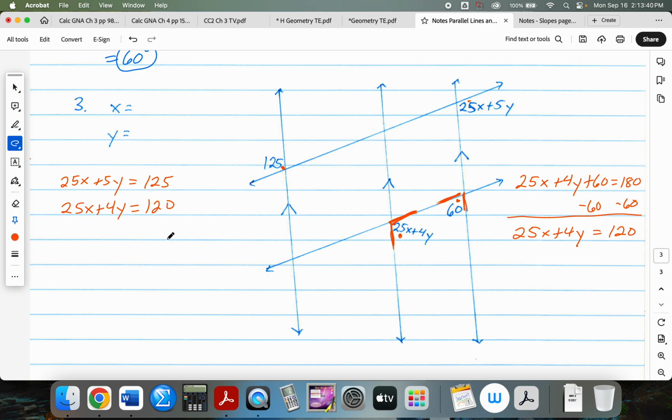One of the things you did in algebra would be to combine two equations. And I'm going to combine these by subtracting, because that makes the x's drop out. 25x minus 25x, there's no x's left. 5y minus 4y leaves me with just y, or 1y. And 125 minus 120 leaves me with 5.